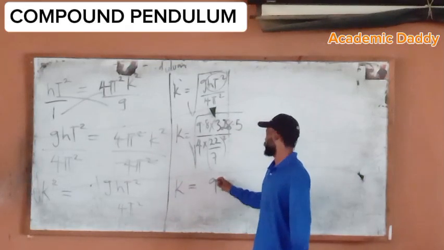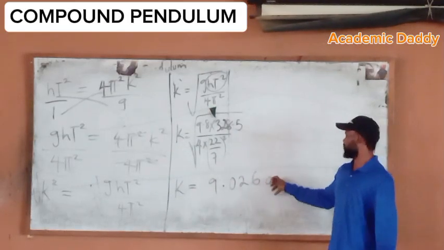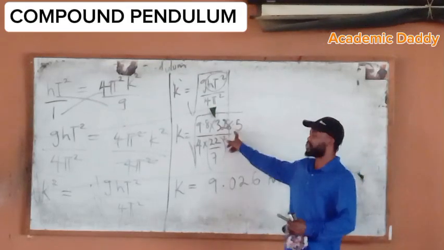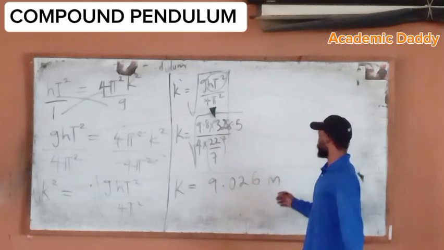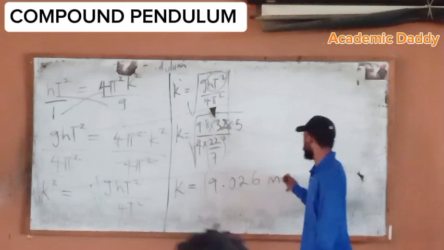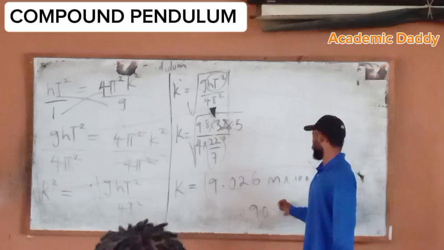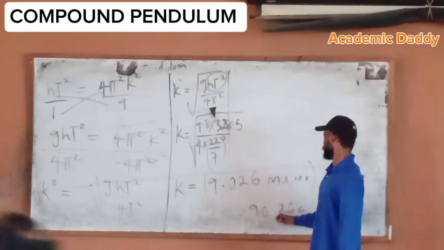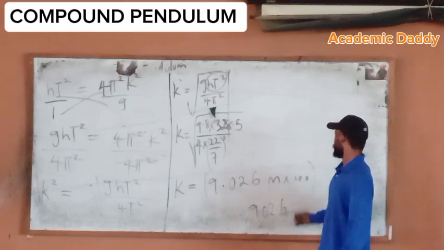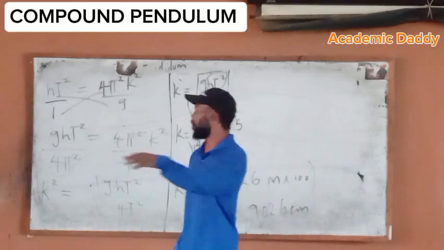So 9 points 0 to 6. Okay, and this is a meter, sorry. This is a meter. Remember, this is our value. So please, if we convert this to centimeter, then we'll times by 100. And so by the time we times this by 100, you get what? 9.2.